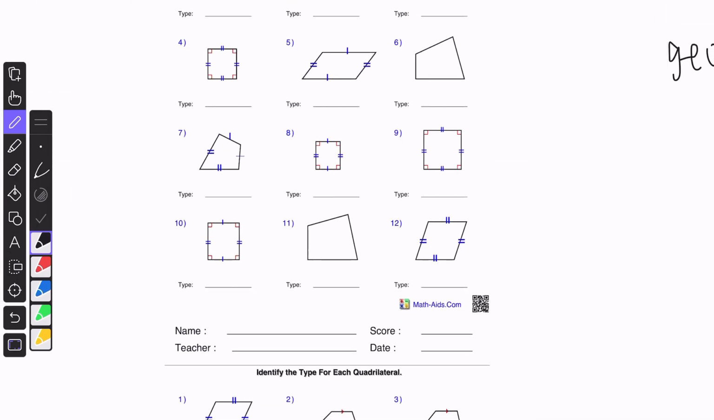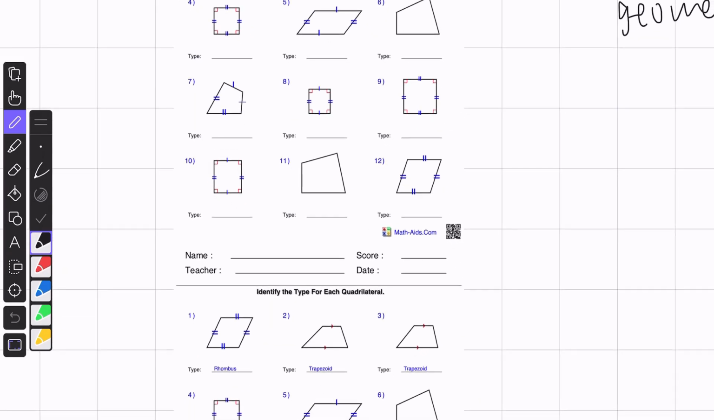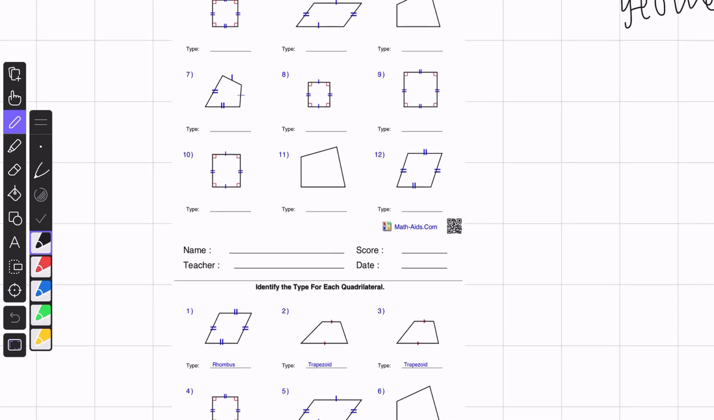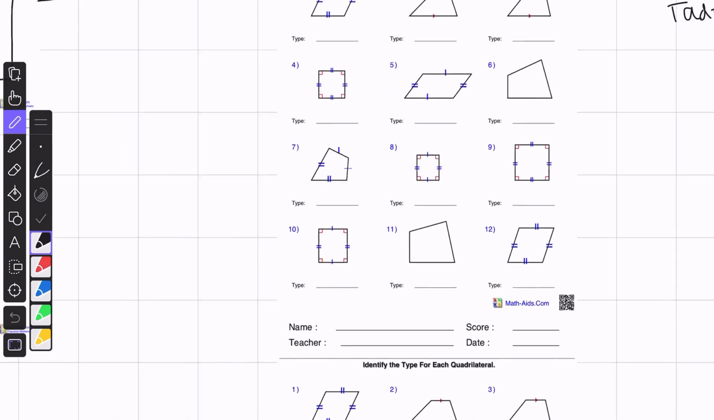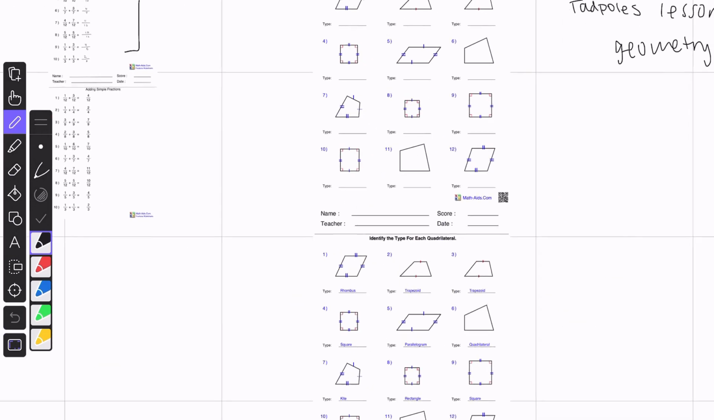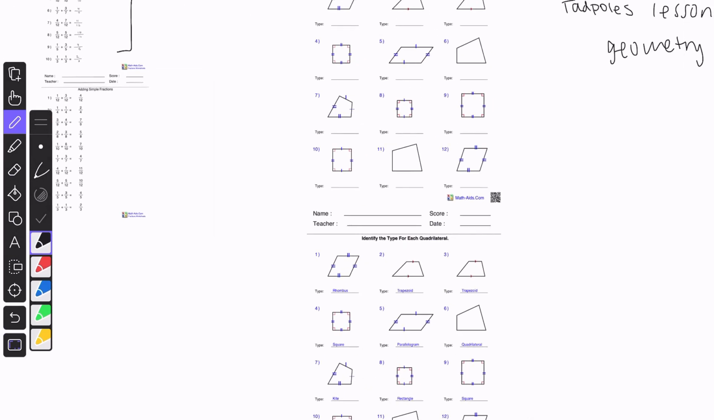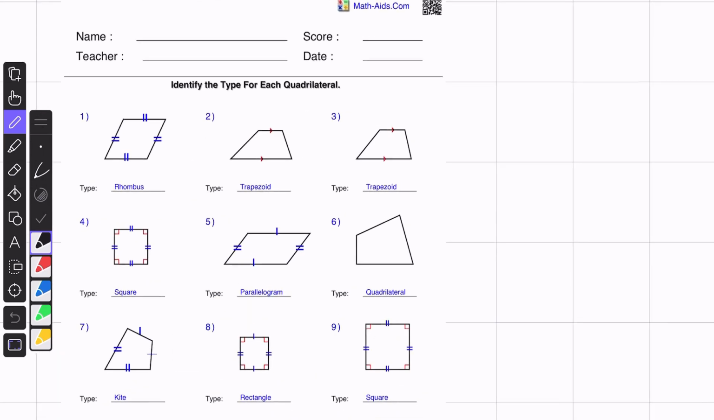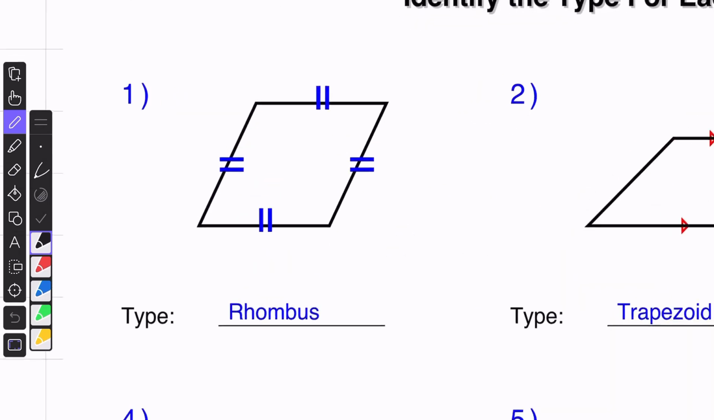So some basic types of geometry we're going to be learning is, let me count different types. So there's a rhombus, which is basically a type of square. It looks like a diamond. All sides are going to be equal.